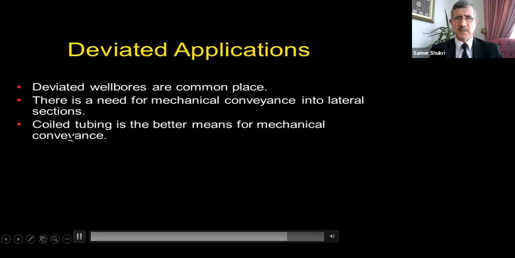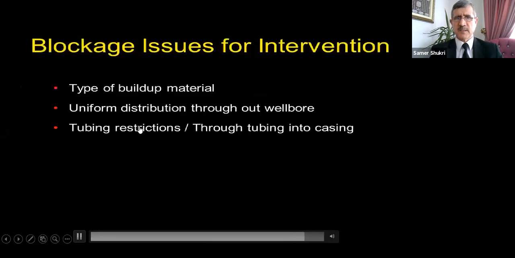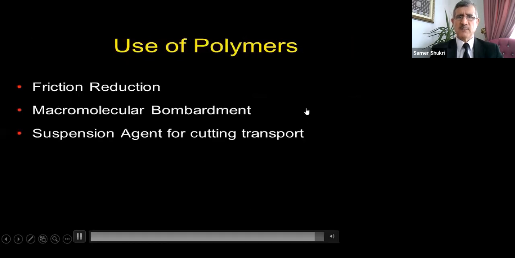Deviated applications. Also common, we need mechanical conveyance into the lateral also. We have types of common cleaning tools: wash nozzle, fluid jetting nozzle, and positive displacement, 3 types. Blocking issues. So all of these, we can go through them one by one.